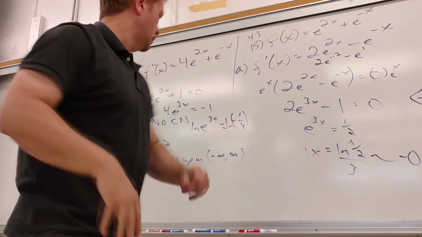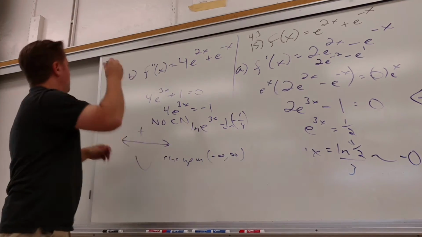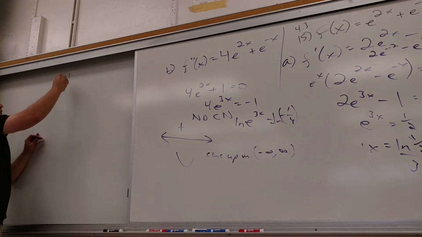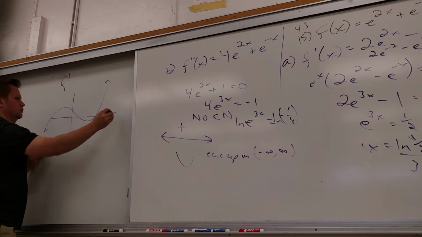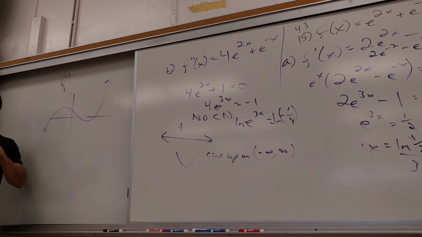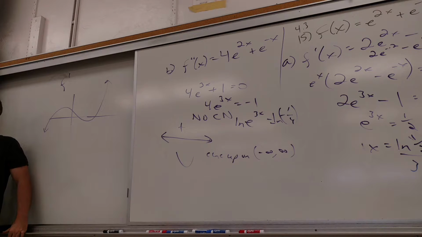So you just have to see, if I graph f prime, where would the critical numbers be? So here's f prime. Where are the critical numbers? Oh, I like this question. So, okay, for f prime, it's where zeros are at. Where do the critical numbers happen for the first derivative? Where the first derivative is 0 or undefined.